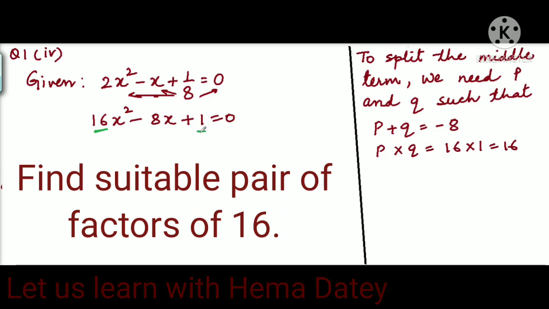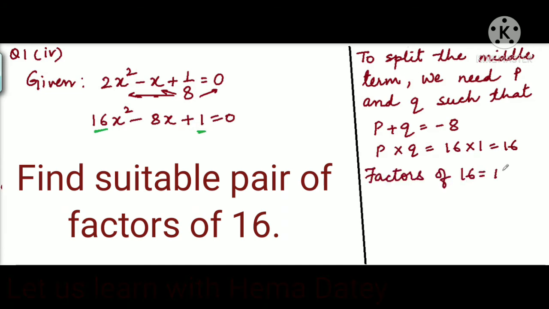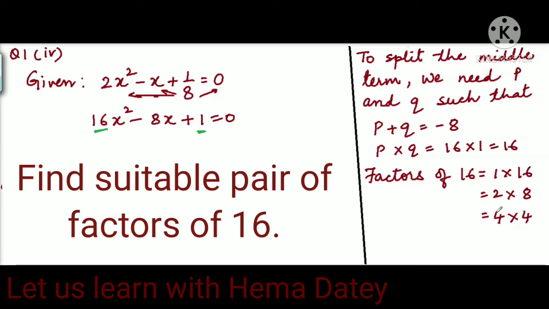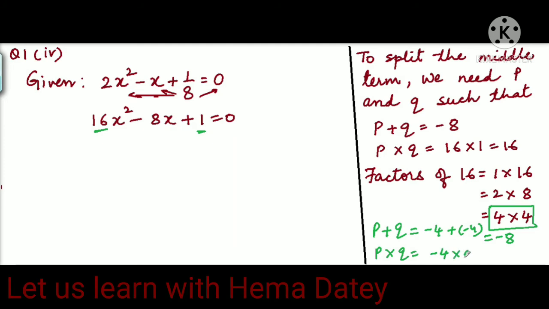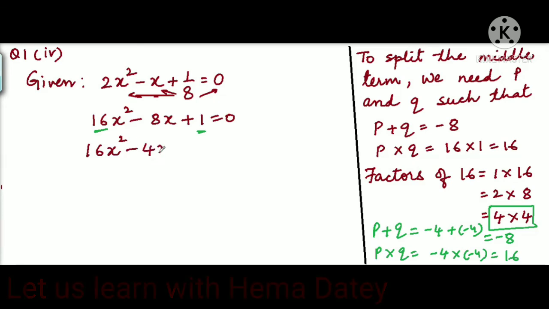Now we'll find factors of 16. Factors of 16 are 1 and 16, 2 and 8, and 4 and 4. Here the third pair, 4 × 4, is the suitable pair. Now we want p + q = -8, so we need both 4s to be negative. We will take p + q = -4 + -4 = -8, and p × q = -4 × -4 = 16.